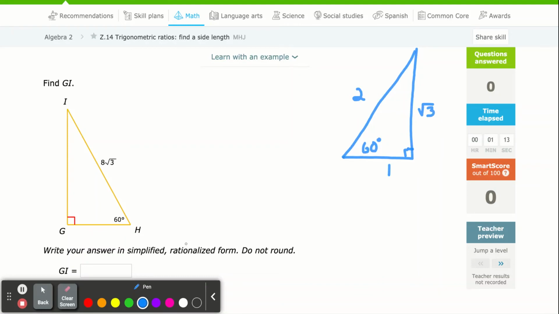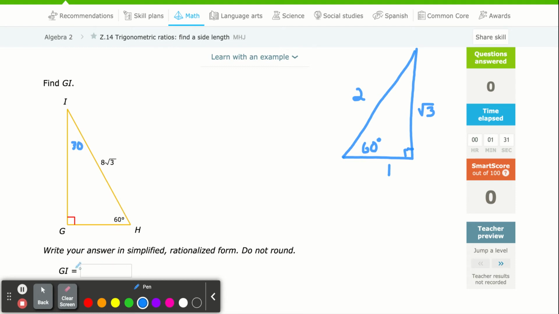Welcome. In this lesson, we're going to learn how to use trig functions to find missing sides of right triangles as long as we're given the angle measures. So we know it's a right triangle. We know this is a 60 degree angle, which tells us this is also a 30 degree angle, which we really don't need to know. I'm going to use the 60 degree.